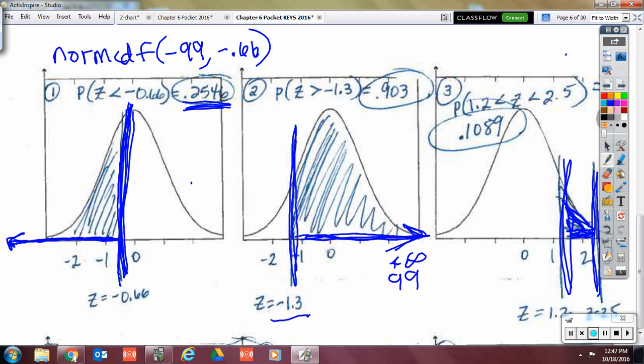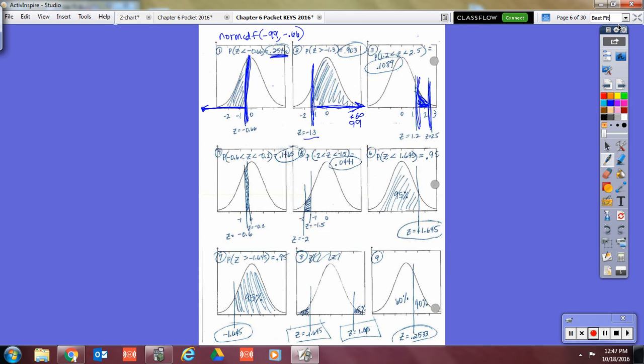Okay, let's continue on, and I'll show you another calculator function here shortly. Next, number 4 was 0.1465. Number 5 was 0.0441. Aha, here we go. Number 6. This is a new calculator function I'm about to show you. This one did not ask for an area. What did it ask for on this one?